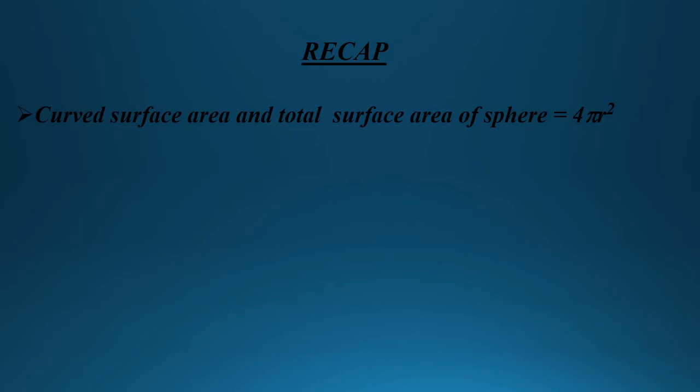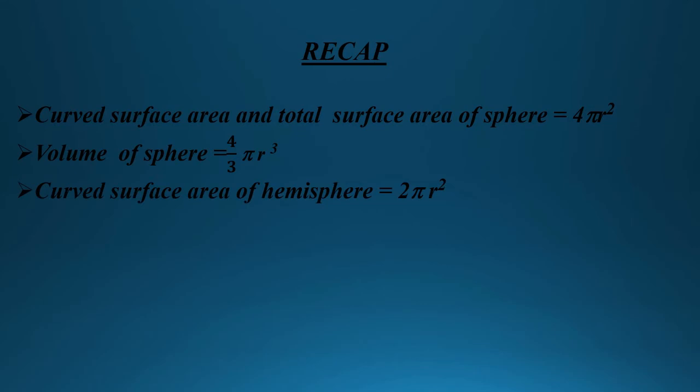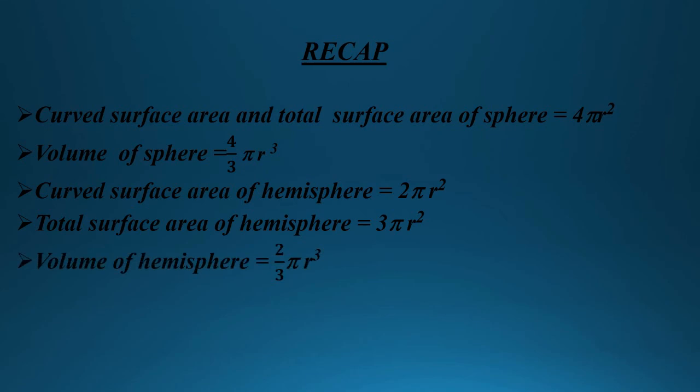So let's have a quick recap of what we have learned in this module. We have learned that curved surface area and total surface area of a sphere both are same, which is equal to 4 pi r square. Volume of sphere is equal to 4 by 3 pi r cube. Curved surface area of a hemisphere is 2 pi r square. And total surface area of hemisphere is equal to 3 pi r square. Volume of hemisphere is equal to 2 by 3 pi r cube.